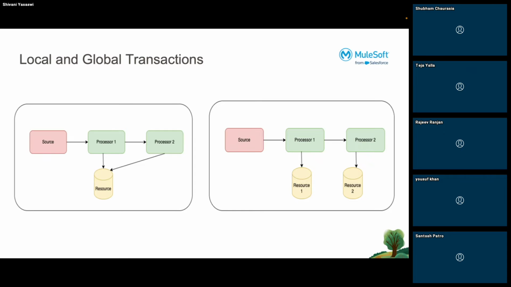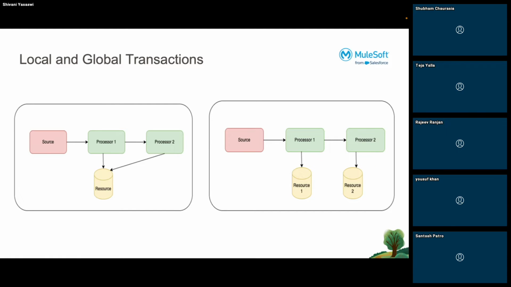So generally, local transactions are easy to maintain. They are very good at performance, and they are easy to manage as well. Since you are only dealing with one resource, you will not have any complication in maintaining the consistency in that resource. So local transactions are simple, they have good performance, and they are easy to manage.